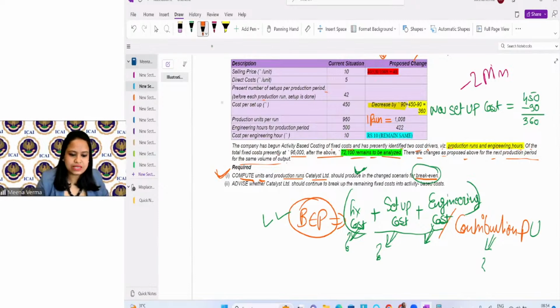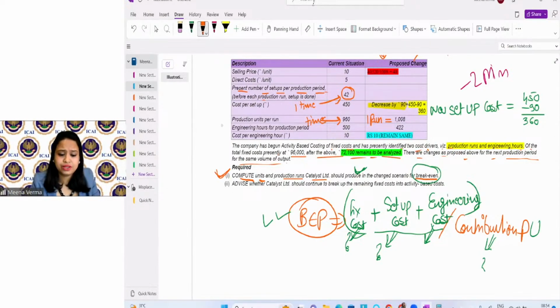Okay, so if you will see here, we are producing these units. See what is written? Present number of setups per production period. One time, when you're producing the goods, you're producing 42 units at a time. And in how many production runs are you producing? You are producing 42 at a time, 960 times. So 960 times you are producing it.